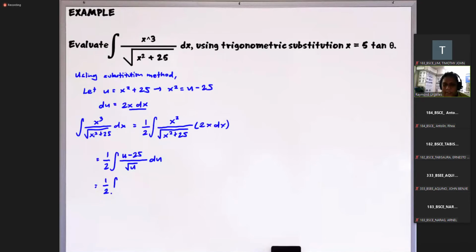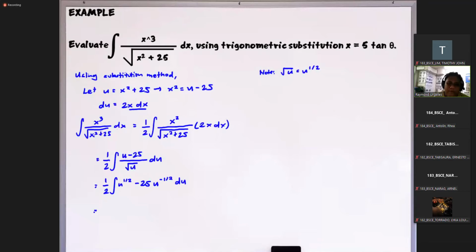So 1/2 integral. Yung square root of u, note, square root of u is the same as u to the 1/2, in terms of rational exponent. Kaya dito, we have u to the 1 divided by u to the 1/2, so we have u to the 1/2. Then minus 25 times 1 over u to the 1/2, that's u to the negative 1/2. Then this quantity, du.